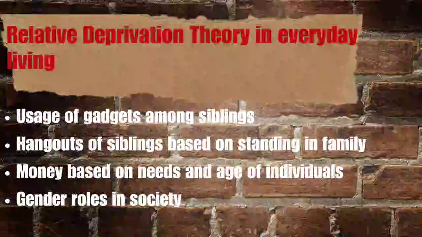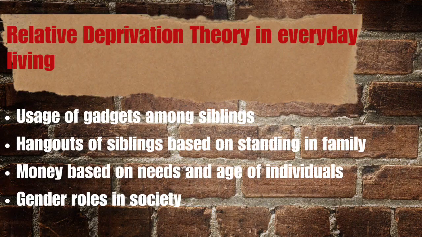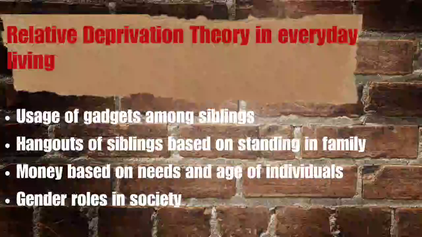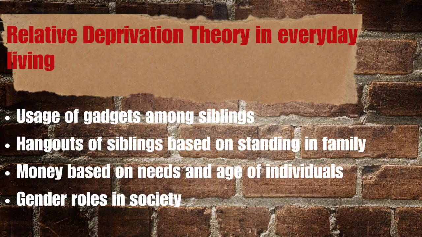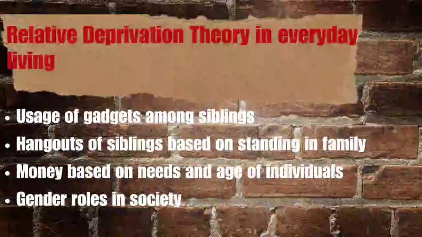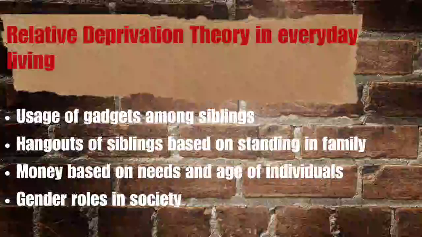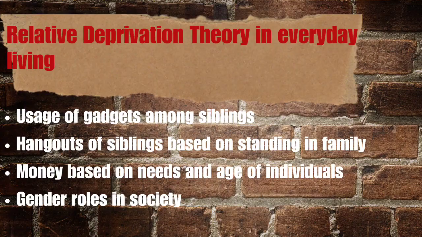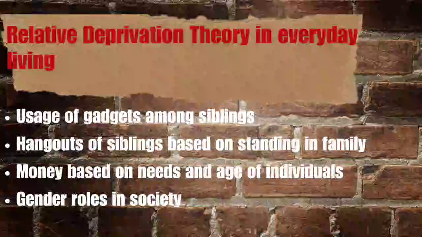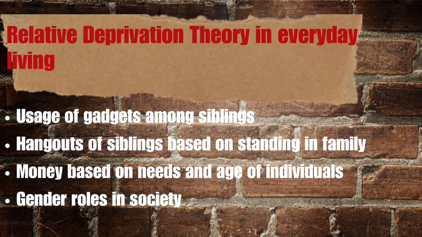Number 2, the hangout of siblings based on the standings in the family, where you have the rights and privileges if you are old enough. Number 3, money based on needs and age of individuals. For example, in a family, if you are old, you have less in expenses. But if your family has a baby, it is expected that the baby has the highest expenses among his or her siblings, especially on diapers and milk. Number 4, gender roles in society, where we believe that masculine things are done by men and feminine things should be done by females.